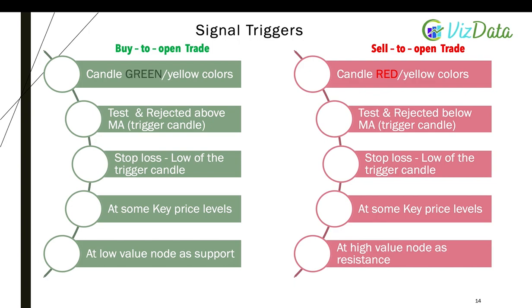Stop loss. When it gets rejected at the moving average, then our stop loss is going to be the low of the yellow candle which got rejected at the moving average, right? But at the same time, when it gets rejected at the VDS level, the low of the candle at which it got rejected is still our stop loss, right? And then we enter on the next green candle, right?